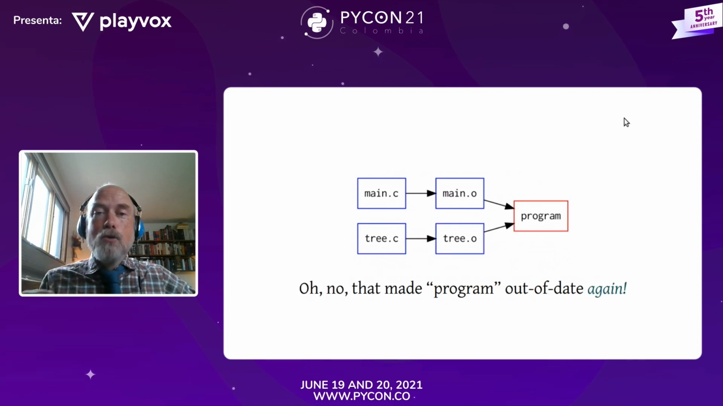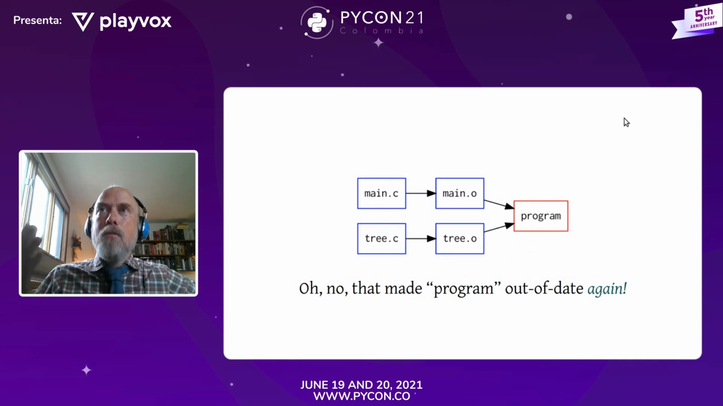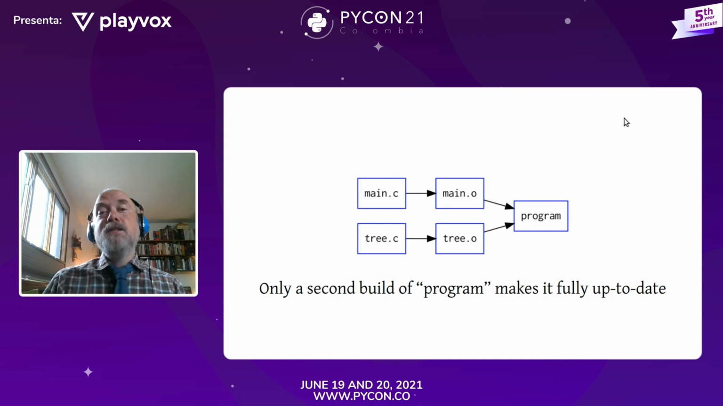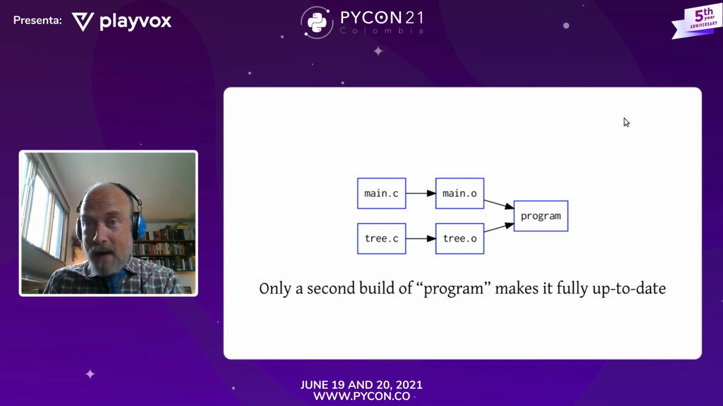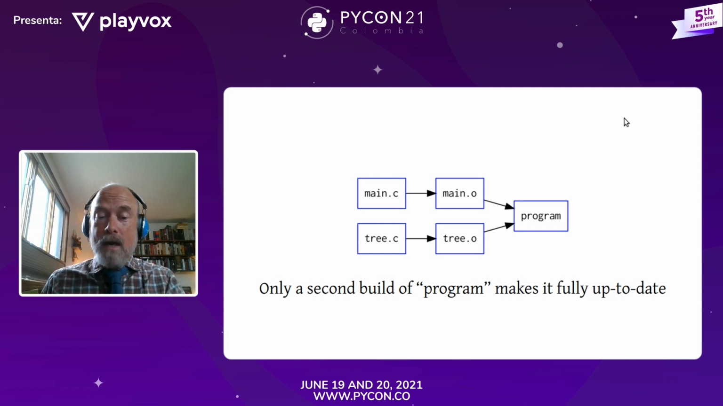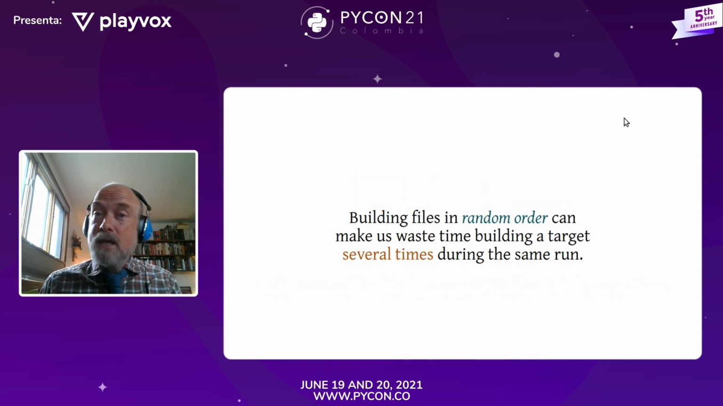Oh, rebuilding tree.o modified its modify time, and now program is out of date again. Only a second build of program, a second time through linking the .o files together, makes it fully up to date. Only building program a second time has brought our build all the way to completion. Building files in random order can make us waste time building a target several times during the same run.